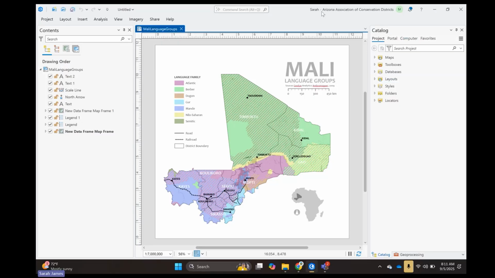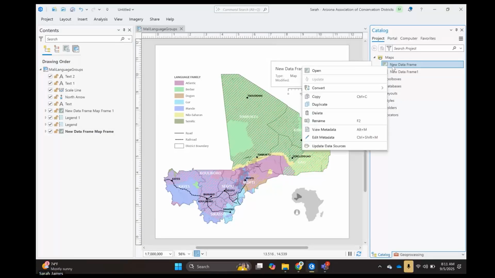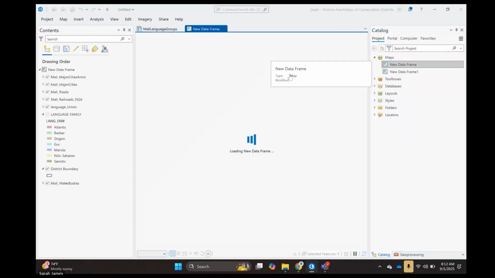And again, if you don't have these open, you can always search for them on the search bar, or you can load them. There's multiple ways to navigate through Arc Pro. There's a lot of buttons everywhere, but you can also navigate to them and open them up. And if you come to Maps and right click on it, you can then hit Open. And that's going to pop this data frame into here. Now it looks blank. Don't panic.